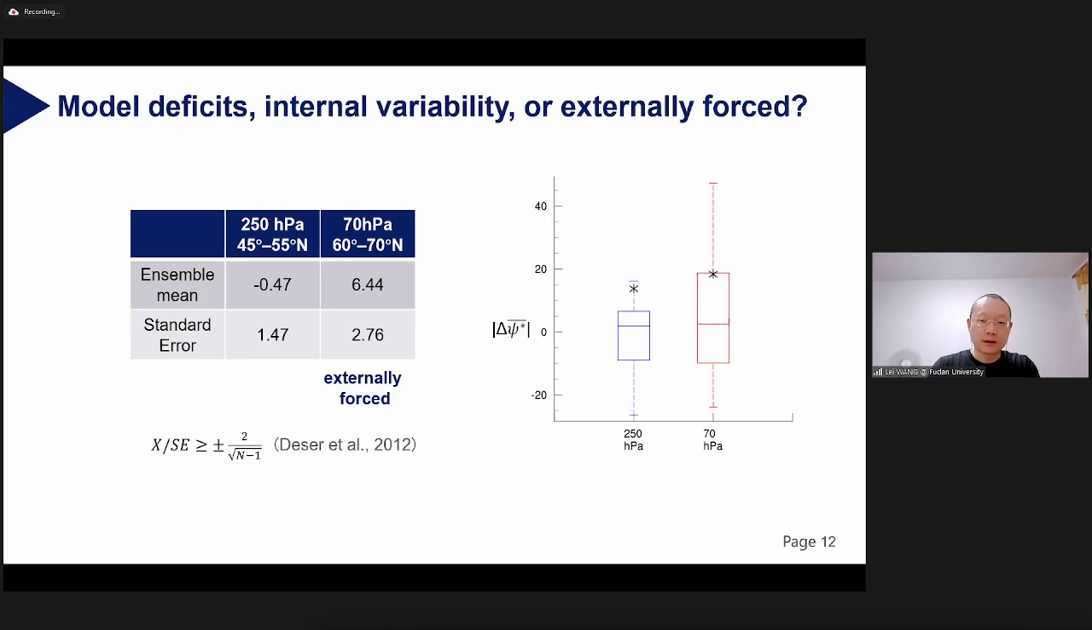However, the stratospheric response shows a large increase in amplitude, which is almost 2 to 3 times their standard error, which means that most of the models agree that there is an increase in wave amplitudes in the stratosphere.